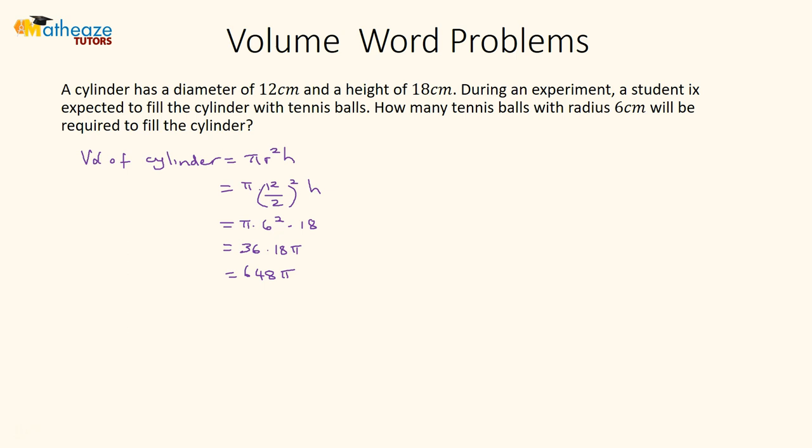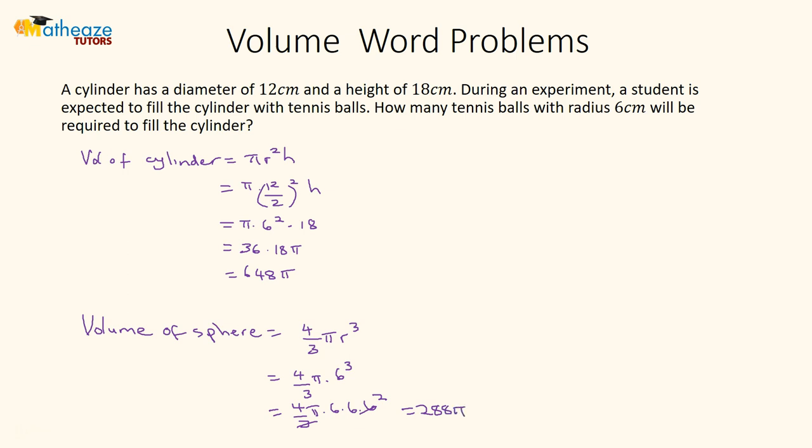Now we have a tennis ball with a radius of 6 centimeters. So a tennis ball is more of a sphere because it's a three-dimensional circular object. So the volume of a sphere is equal to 4 over 3 pi r cubed, which is 4 over 3 pi times 6 cubed, which is going to give us 4 over 3 pi times 6 times 6 times 6. So 6 times 6 is 36 times 8 is 288 pi. So this is going to be 288 pi.